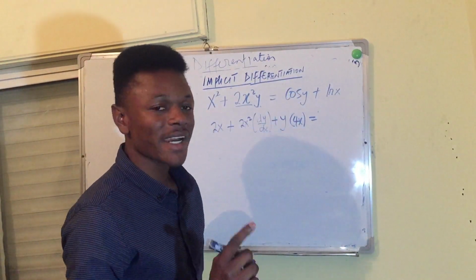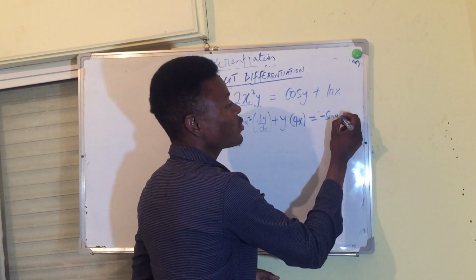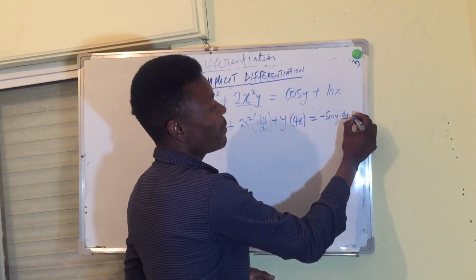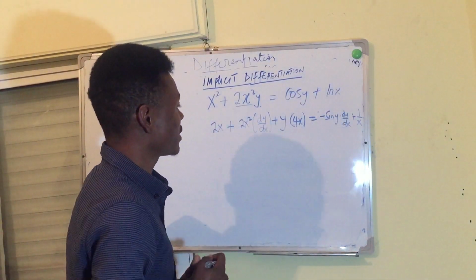Is equals to cos y. Derivative of cos is negative sign. So negative sign y. Amma dole mai multiplying by what? dy dx saboda y ne. Then plus derivative of ln x is 1 over x. Now my x ne ba wani multiplying da zai wannan.